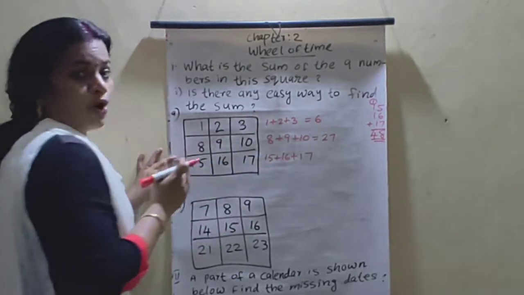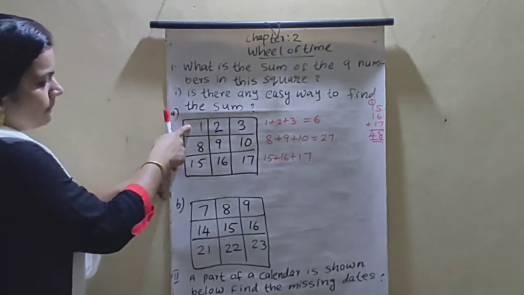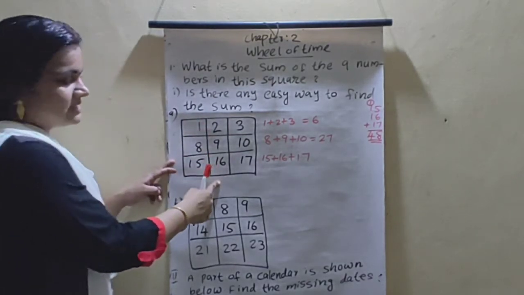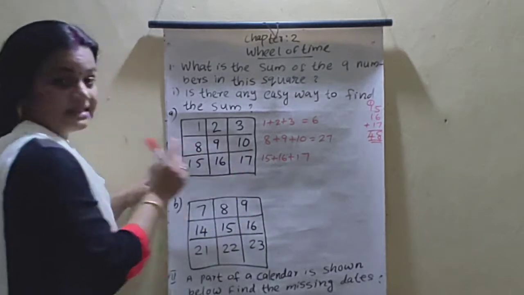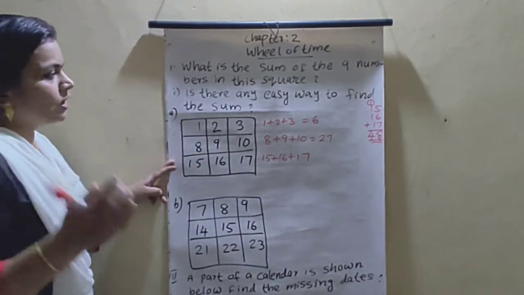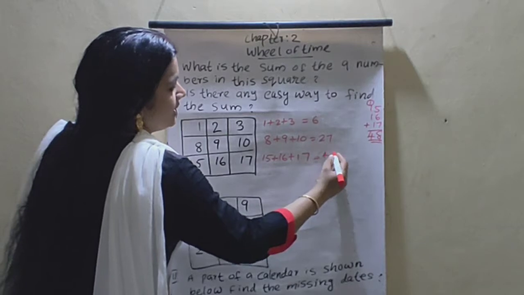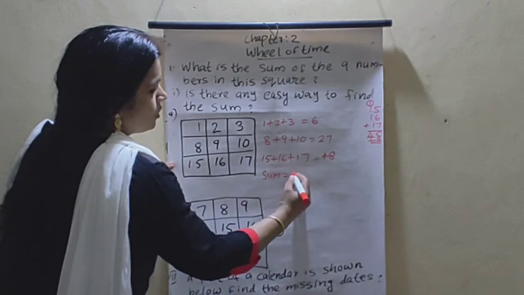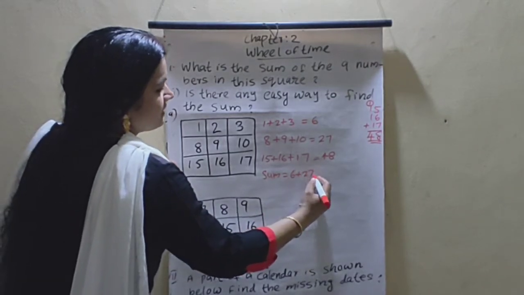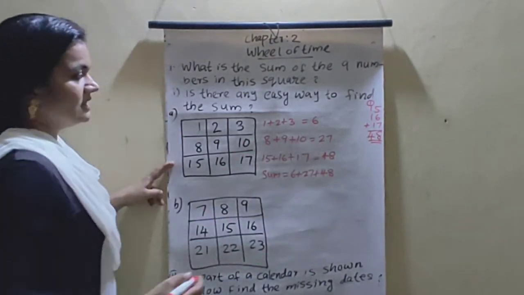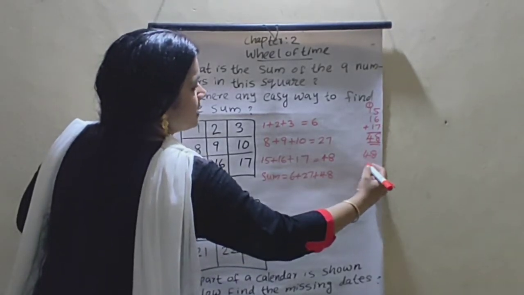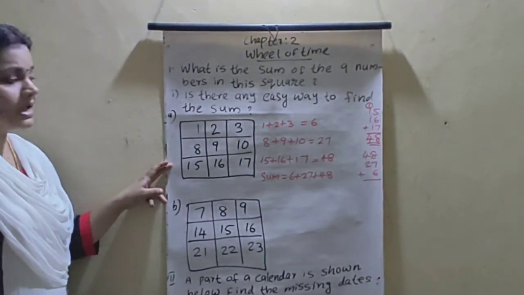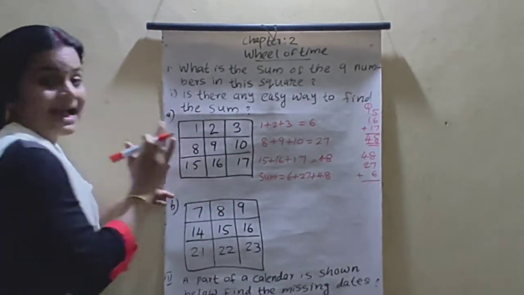This we can do row wise. Then column wise: 1 plus 8 plus 15, 2 plus 9 plus 16, 3 plus 10 plus 17. Anyway, you can add it. Okay, then we got 48. Then add these 3 numbers: the sum is equal to 6 plus 27 plus 48. Add these 3 numbers, 48, 27, 6, to find the sum of these 9 numbers.